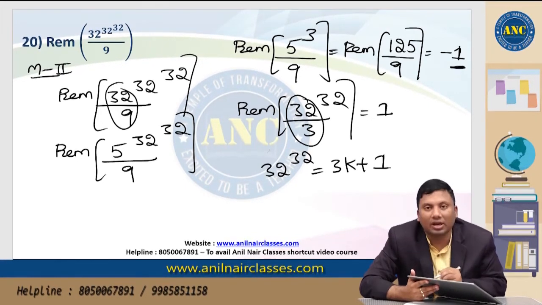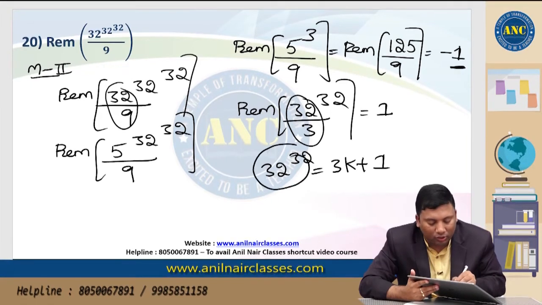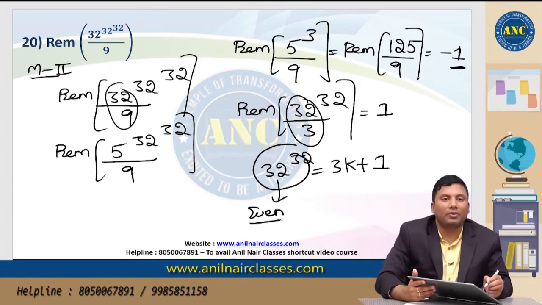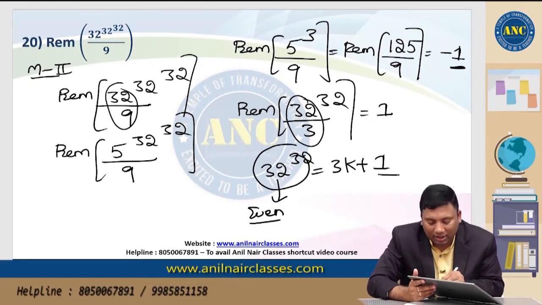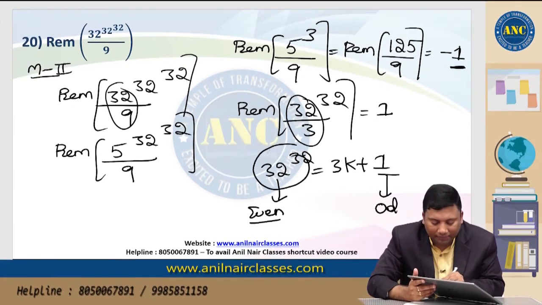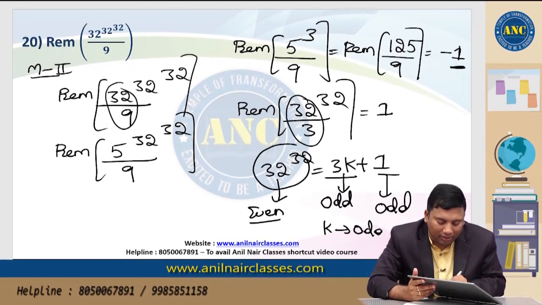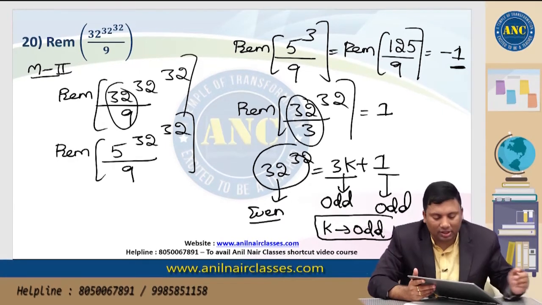Are you all with me? Now if you see here, 32 is an even number. Even number to any power is an even number. This is an odd number, this is an odd number, so this will also be an odd number. Something into 3 into something is odd. So k will be an odd number.